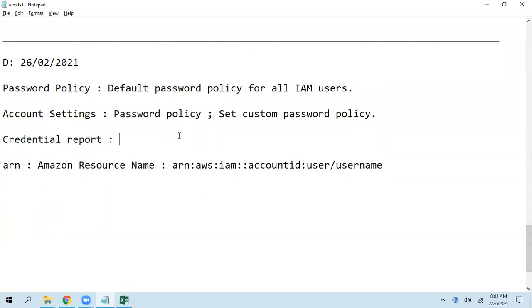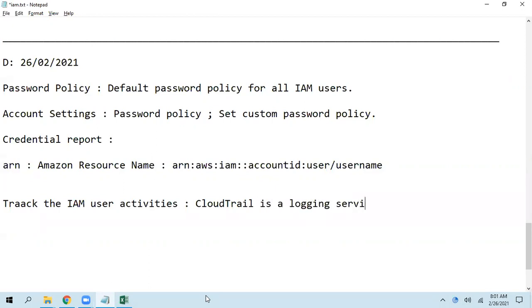Okay. By using the credentials report, we can download it and verify. And not only that, you may want to track the IAM user activities. Within the AWS environment, to track anything, we have a service called CloudTrail. CloudTrail is a logging service and it supports many services. At the moment, I'm going to concentrate only on the IAM part.